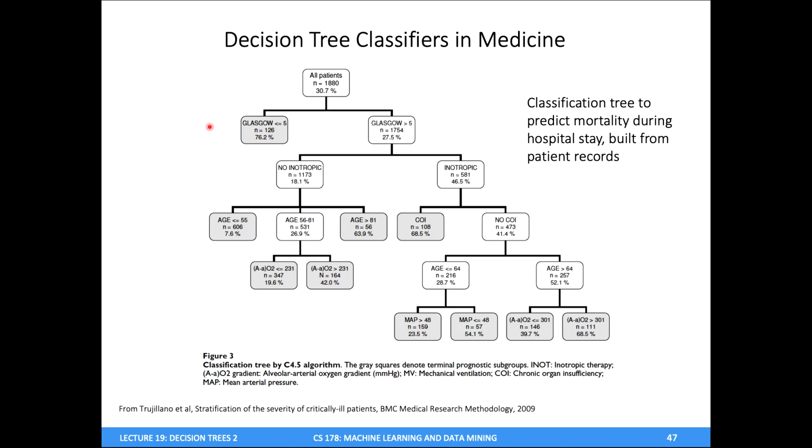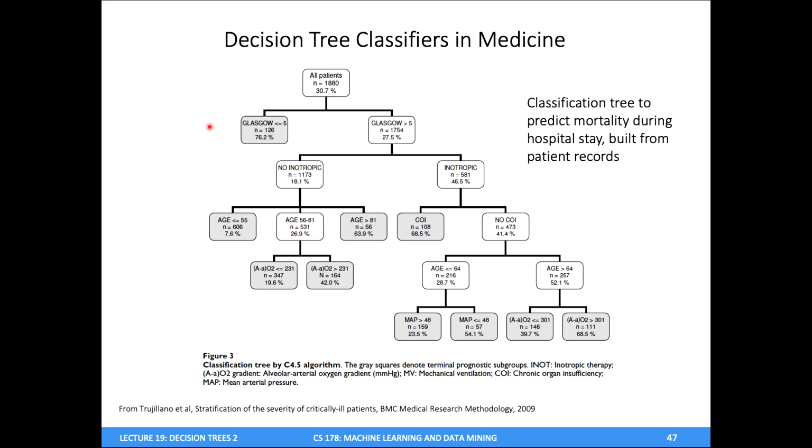So it's basically saying, okay, 30% are probably going to be in the hospital, and then of that 30%, if they have Glasgow less than or equal to 5, then of the 30%, there's going to be 76%.